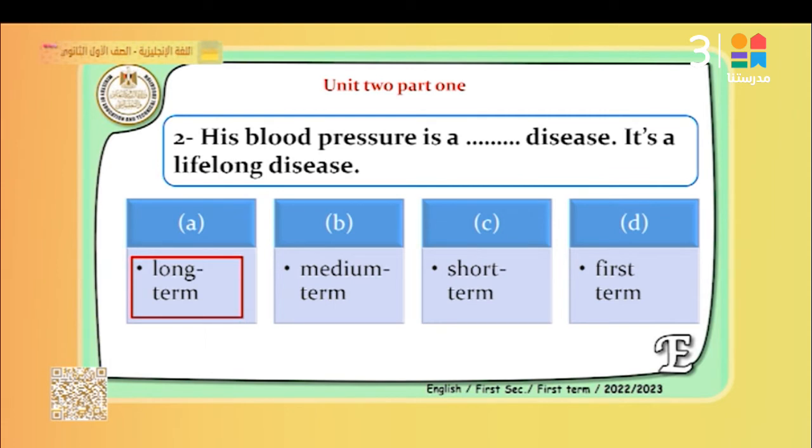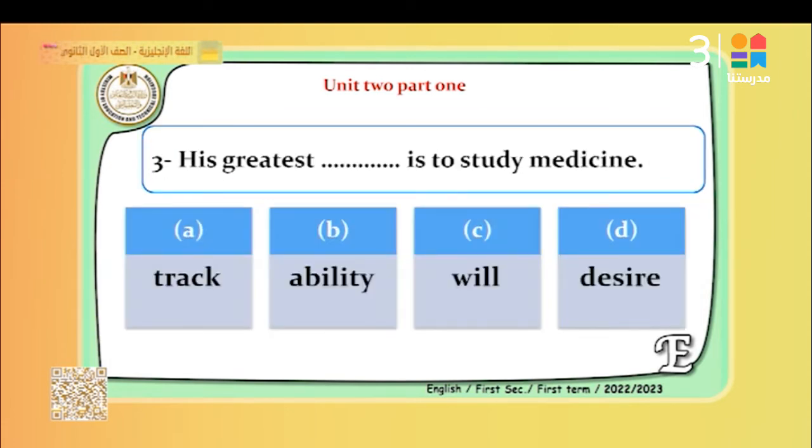Means that people who suffer from blood pressure will suffer for a long time. Question number 3. His greatest is to study medicine. His greatest track, ability, will, or desire. We wanted to say that his greatest wish. So yes, very good, it's a desire. His greatest desire means his greatest wish is to study medicine.